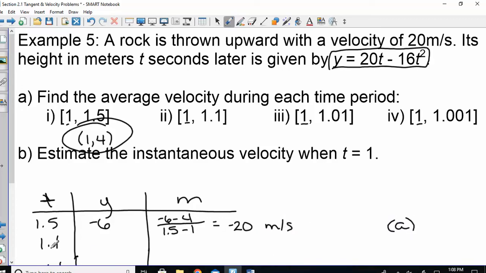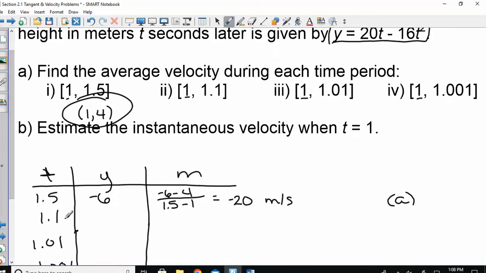So that's the answer to part A. On that time interval, we had an average velocity of negative 20 meters per second. So between 1 and 1.5 seconds, it fell 20 meters per second. So now we do 1.1. So plug your 1.1 in.